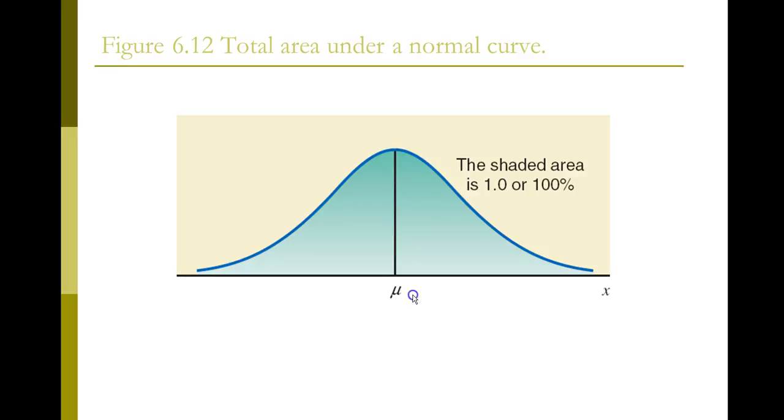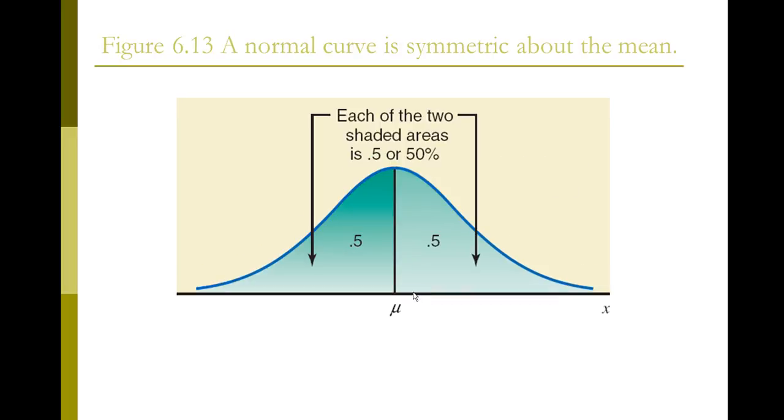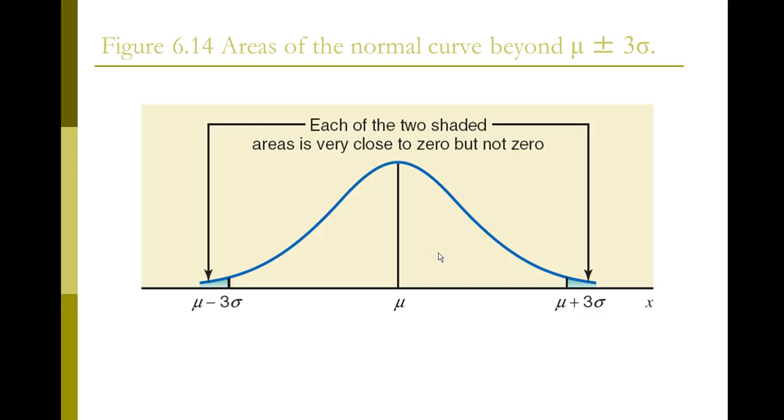The shaded area is 1. It's symmetric, so if you look at the middle, then to the left and to the right, the areas are the same, 0.5. Each of the two shaded areas is very close to 0, but not equal to 0. When you go out far away from the center, and by far away here they mean 3 standard deviations from the center, then the area under here is small, but not 0.